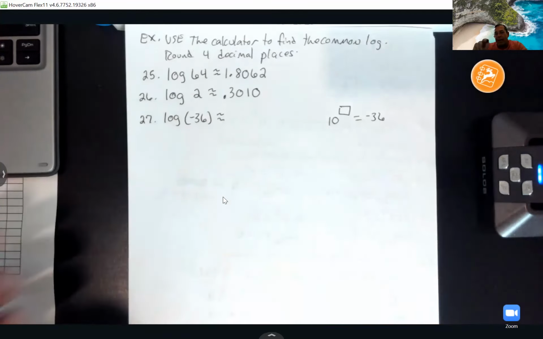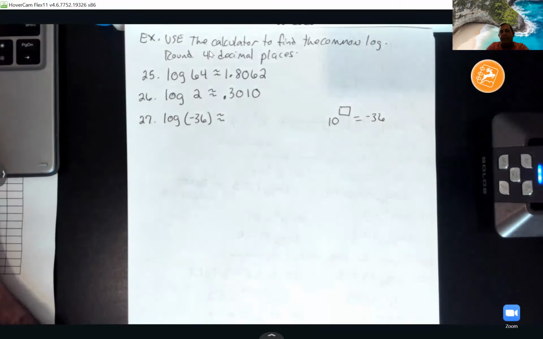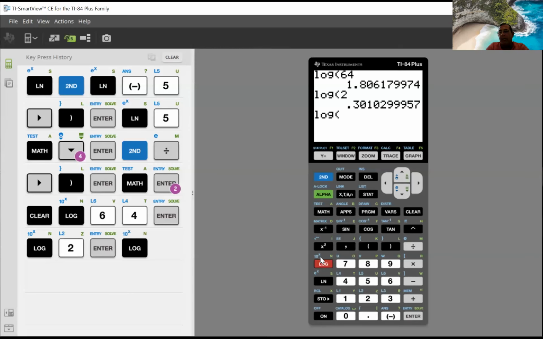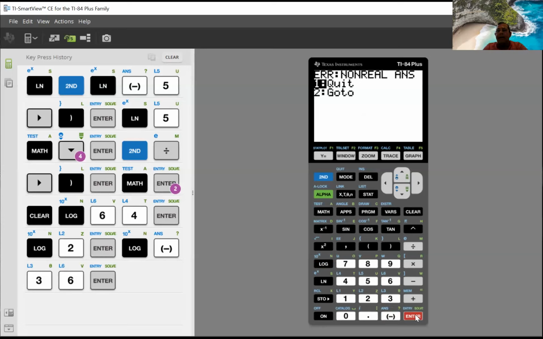So look what the calculator is going to do on that. I'm going to hit my log, and I'm going to punch in a negative 36. And when I hit enter, the calculator says error, non-real answer. That means, ooh, excuse me, that means that we cannot do this in the real world. It's telling me, hey, this negative 36, we cannot do that, okay?